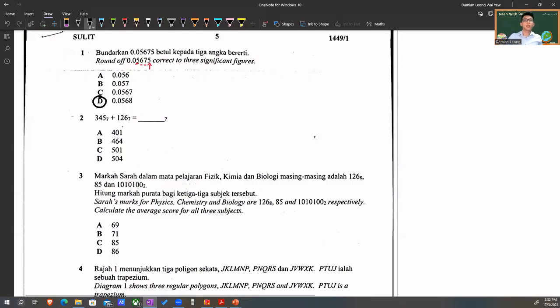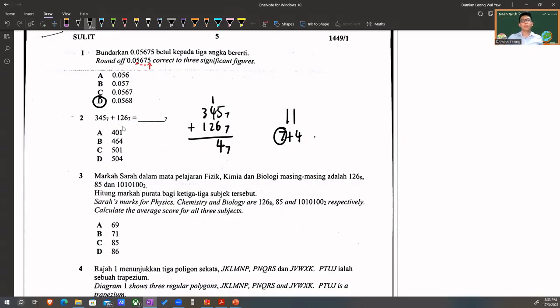Question 2, addition in base 7. 345 in base 7 plus 126 in base 7. We have to add using vertical addition. 5 plus 6 is 11. Once I reach the base number, I have to carry it over to the next place value. So 11 is made up of 7 plus 4. The 7 I carry over to the next place value, so it becomes a 1, and the 4 remains in that position. So 4 remains here, and the 7 carried over becomes 1 in the next place value.